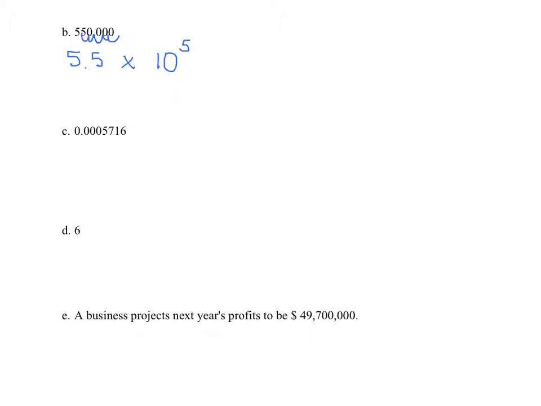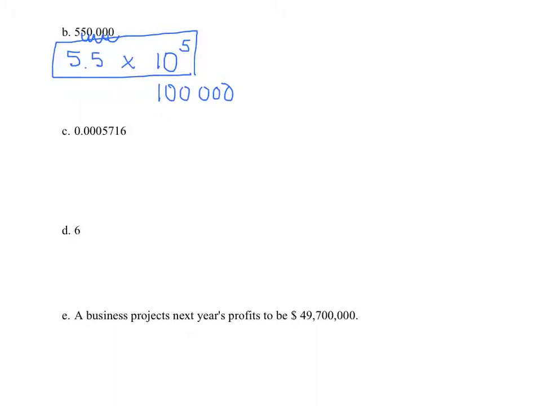10 to the 5th is really 100,000. So it's 5.5 times 100,000, which is 550,000. I'm going to put a box around this guy. Notice how I dropped the zeros. I don't need to write them anymore.